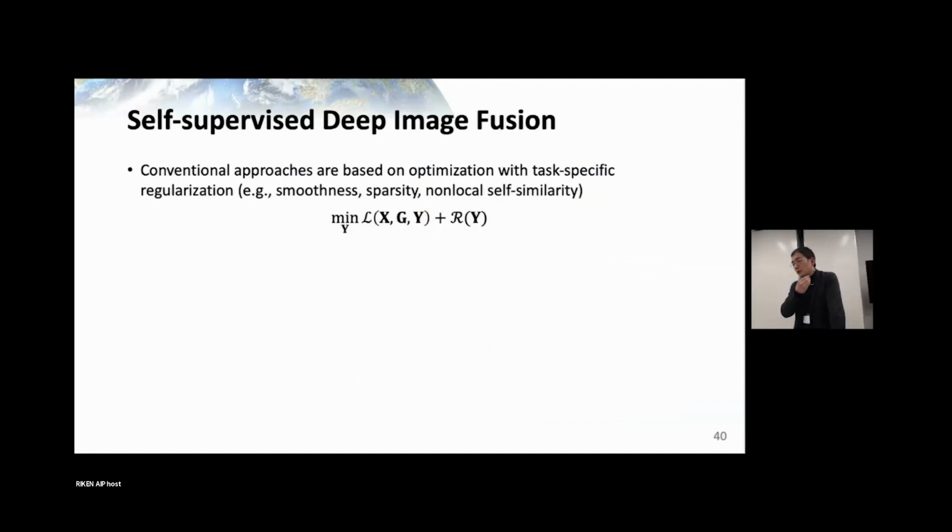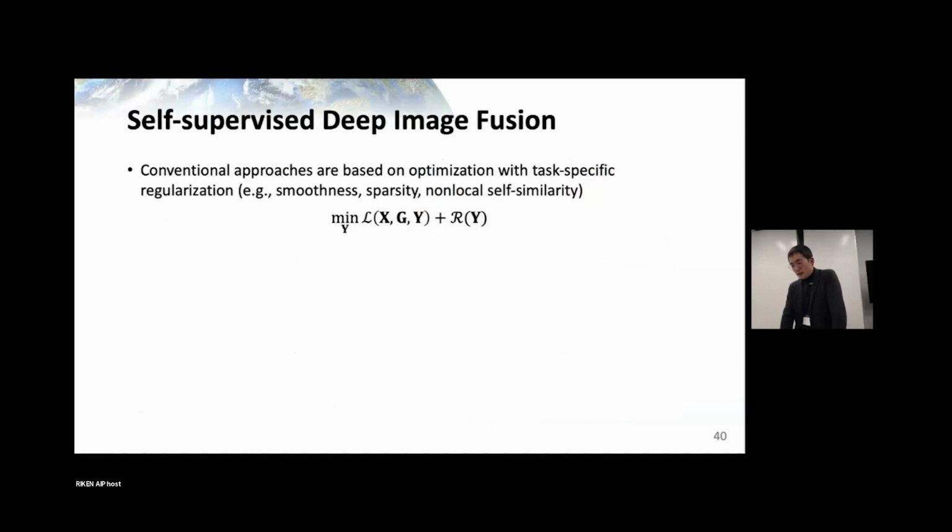Conventional approaches using only the input image are basically based on optimization. People try to design some regularization terms to exploit the image prior, like sparsity or smoothness or non-local self-similarity or low rankness, and so on.